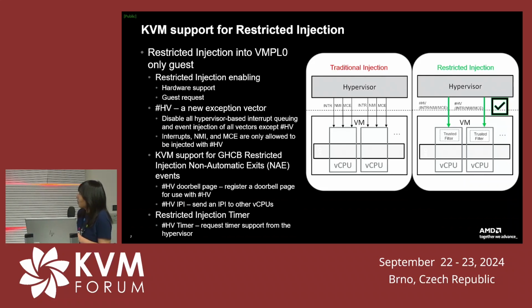Besides that, we also need KVM support for GHCB restricted injection non-automatic exit events. There is the #HV doorbell page, which will register a doorbell page with #HV for communication between the hypervisor and the guest. There's also an #HV IPI, if you need to send an IPI around those vCPUs. Also, there is a new required feature for restricted injection timer, if you request timer support from the hypervisor when restricted injection is enabled.